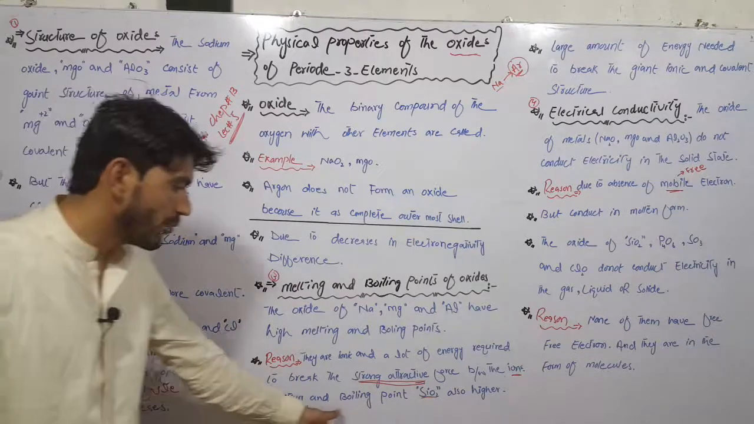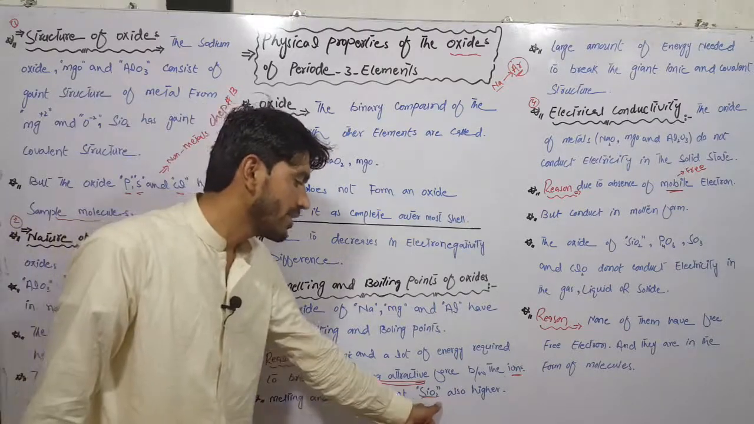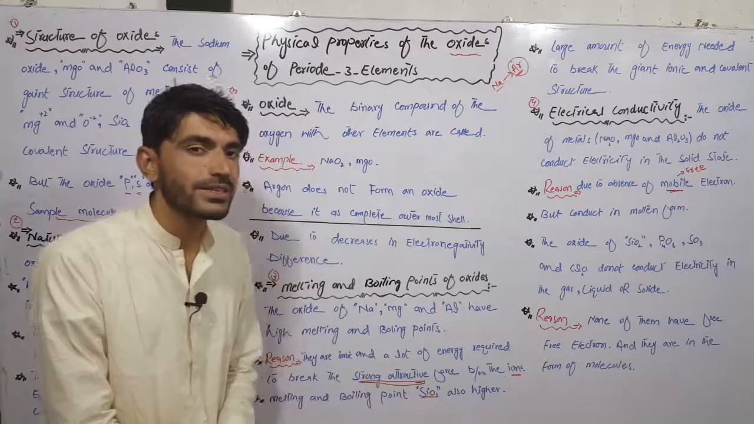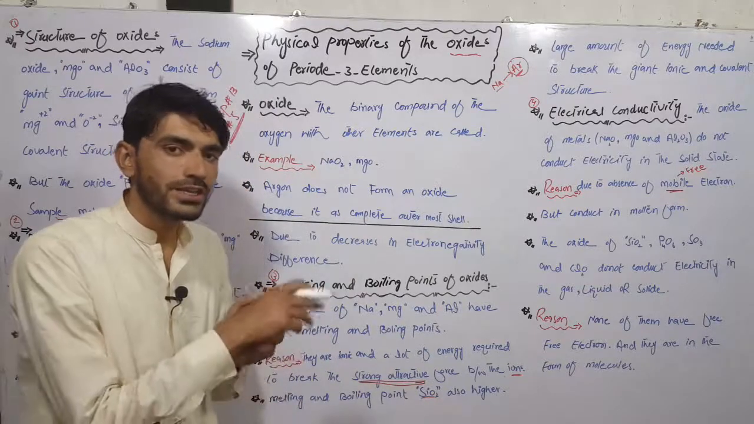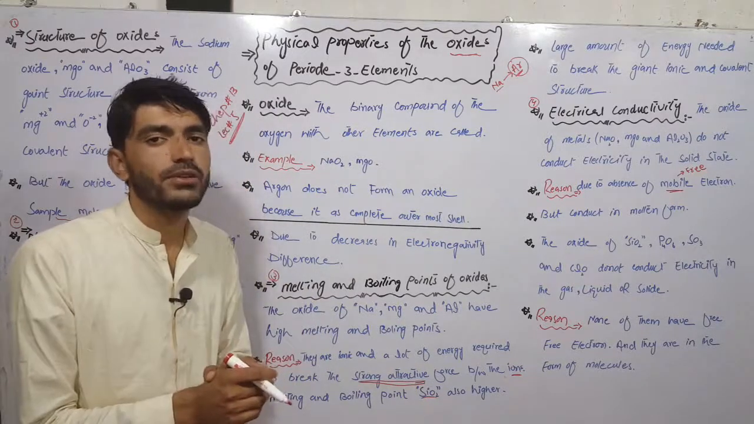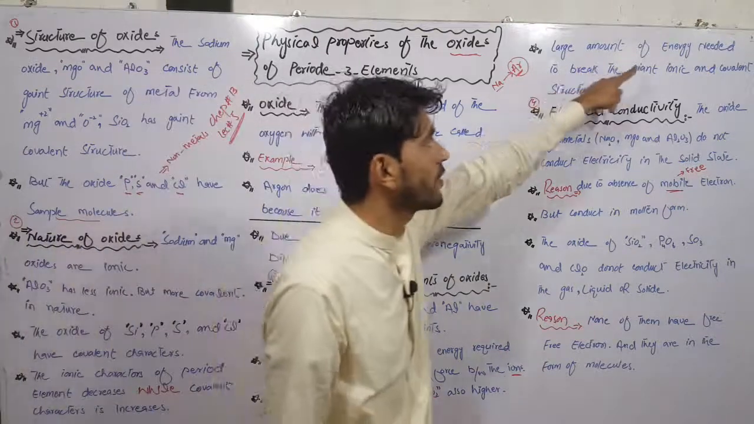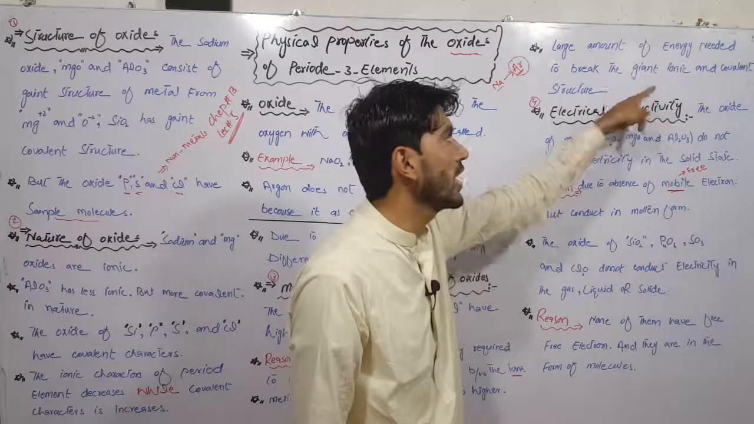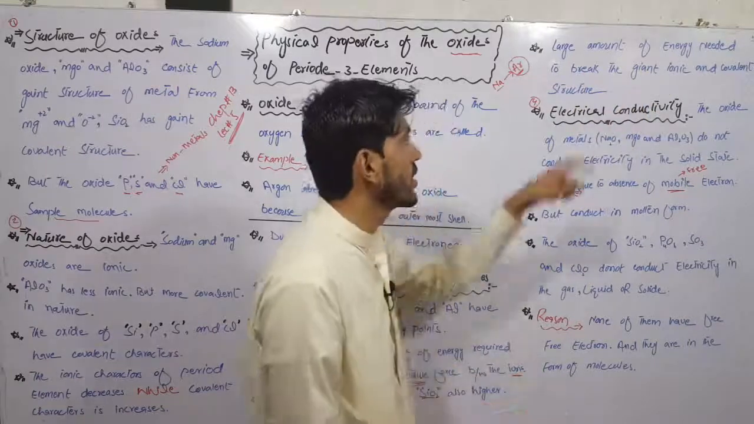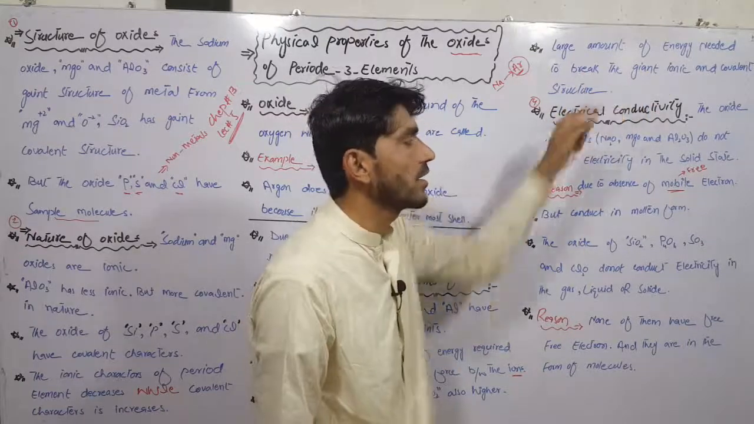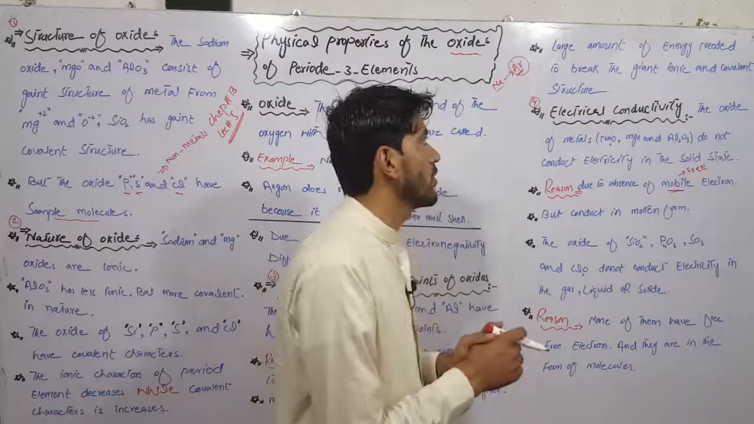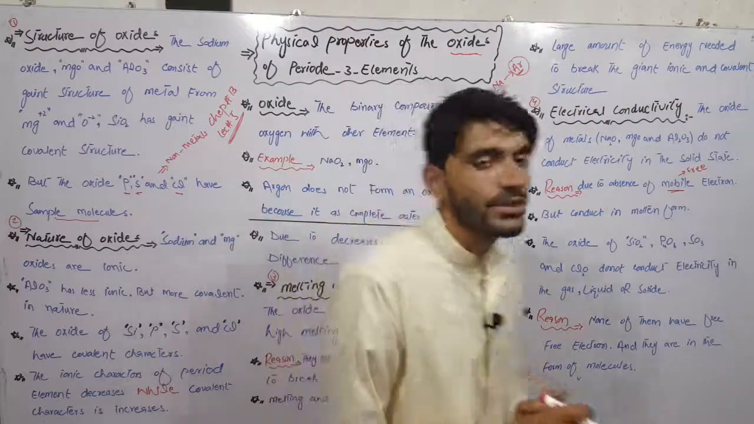Second point, the melting and boiling point of silicon dioxide is also higher. In this case, silicon dioxide is also higher because it is also a giant molecule with a giant structure. A large amount of energy is needed to break the giant covalent structure, as I told. Clear? That's why a large amount of energy is required to break this structure.